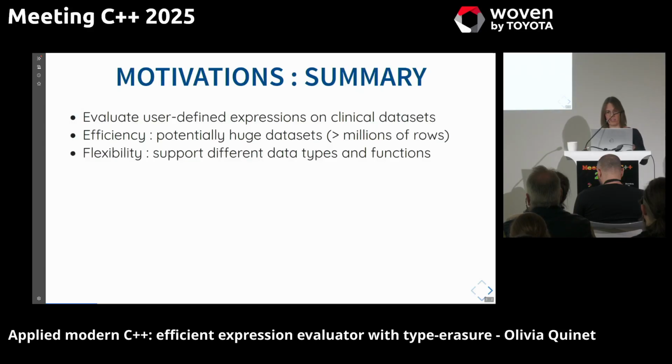And we need flexibility. So as I said, we need to support different data types and different types of functions that can help the user with their expression. And also, we would like the user to receive a meaningful error message in case of mistakes in their expression.